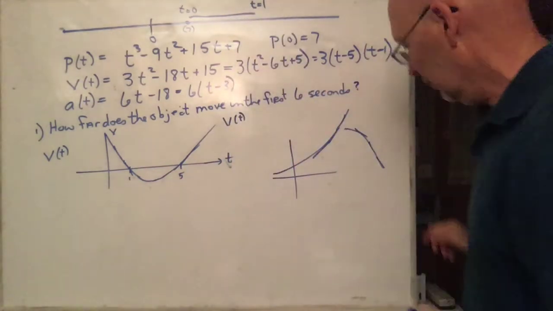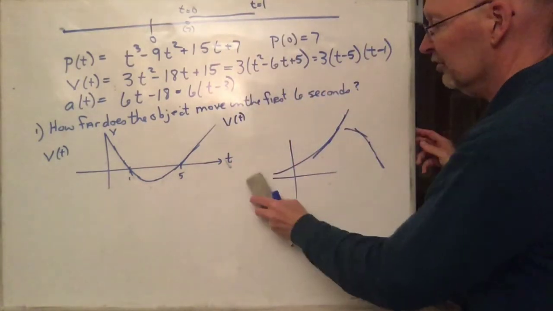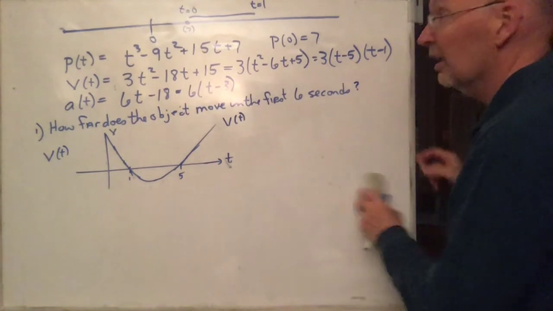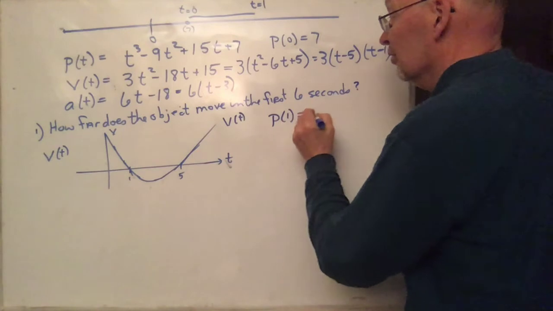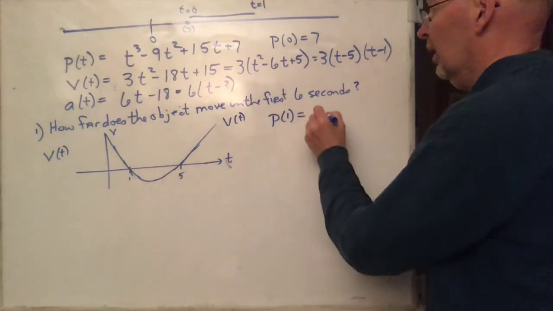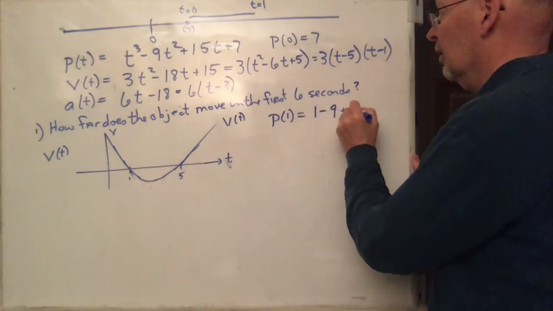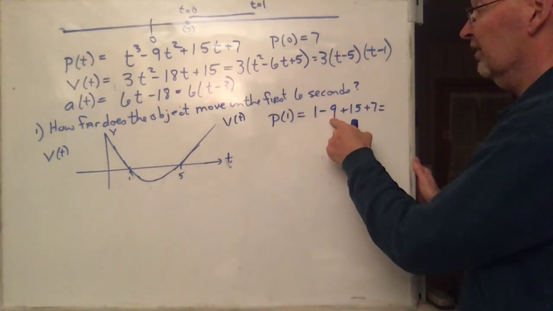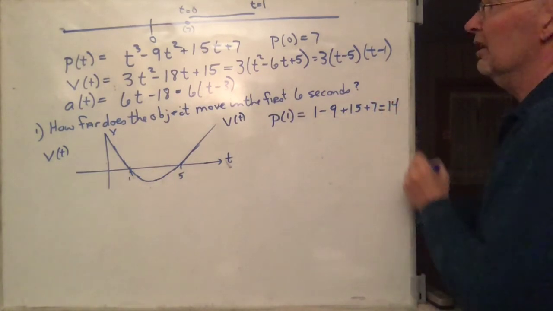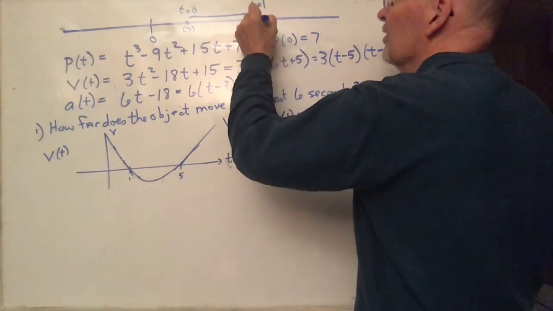Let's find out what the position is there. What's the position at time equal to 1? We can stick it in there easily enough. P of 1 is equal to what? 1 minus 9 plus 15 plus 7, which is 23 minus 9, which is 14. So you end up at the point 14 here.